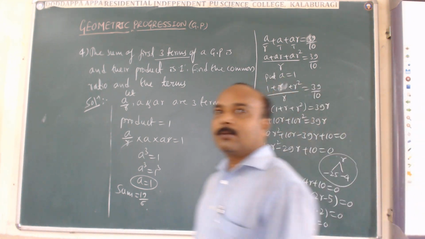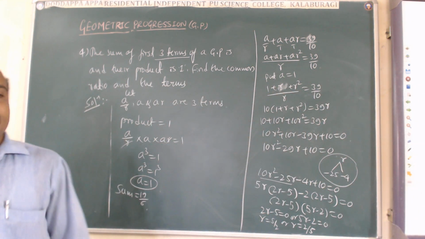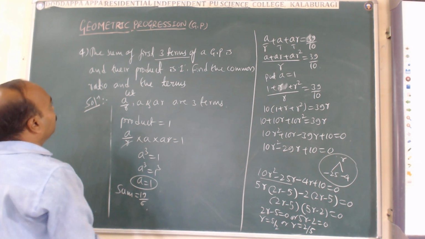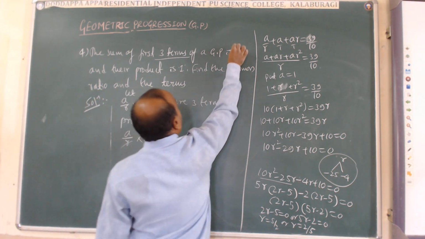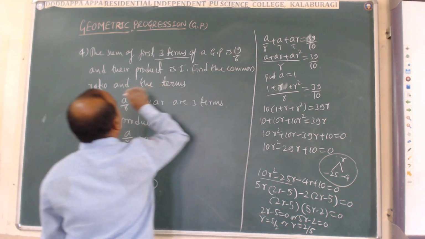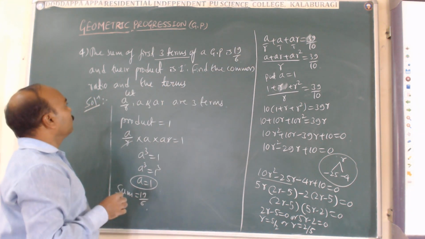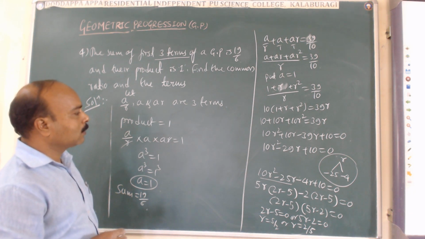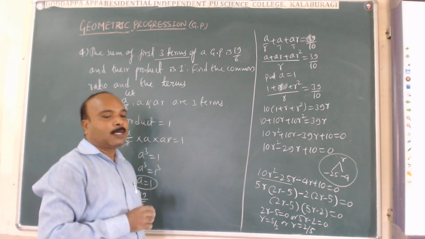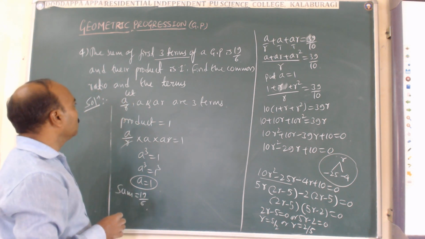Now similar to this one I will give another example. The sum of the first three terms of a GP is 19 by 6 and their product is 1. Find the common ratio and the terms. In the previous example we got common ratios 5 by 2 and 2 by 5. It is also similar to this.